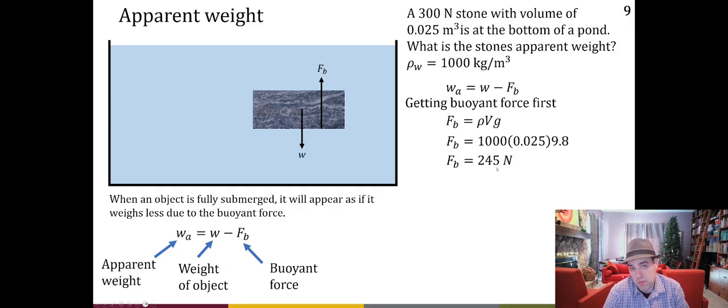We still want to calculate what the apparent weight is. That's just the weight, the 300, minus the buoyant force, 245. And that gives us an apparent weight of 55 newtons, which is much less than the actual weight of the object, making it much easier to pick up. Well, it's still in the water at least.